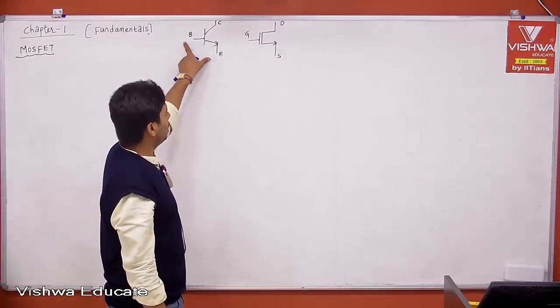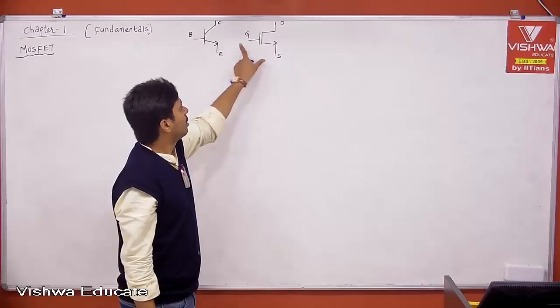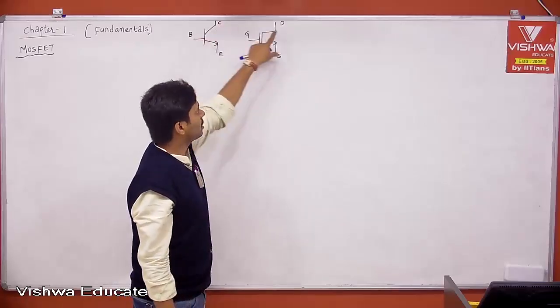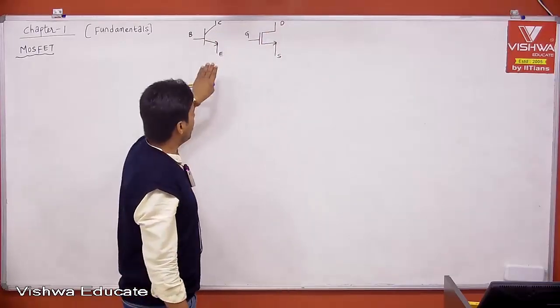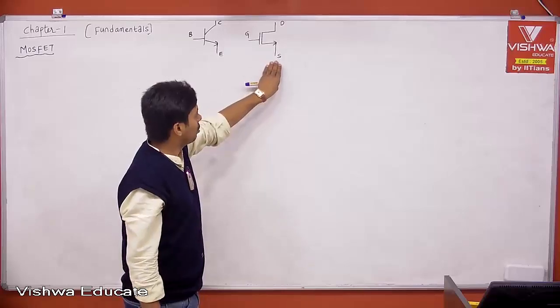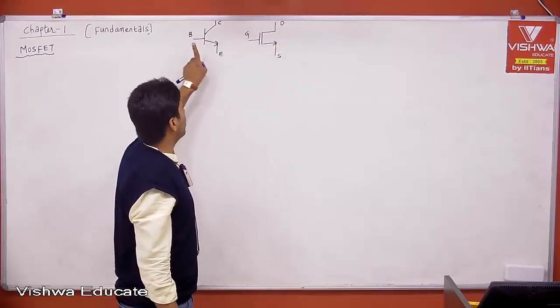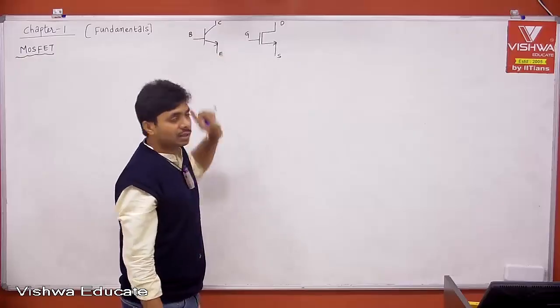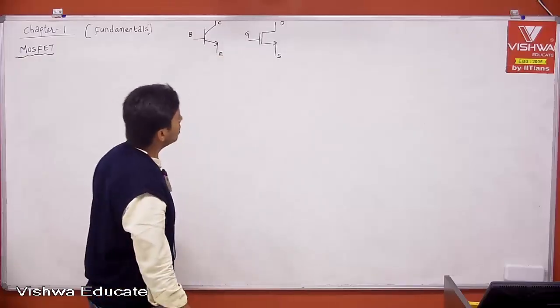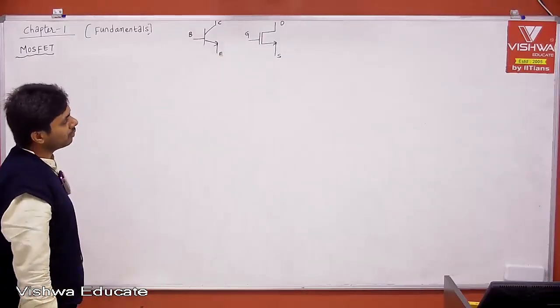When I speak about VBE, here this is VGS. When I speak about VCE, here this is VDS. When I speak about common emitter, that is common source. When I speak about common collector, that is common drain. When I speak about common base, that is common gate. Those things we see later on, but now this is the configuration.